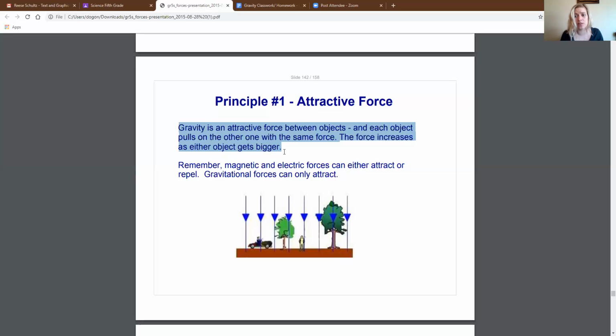Gravity is never going to repel. Everything is going to be attracted to gravity. So that's important to know. Remember, magnetic and electric forces can either attract or repel, but gravitational force can only attract, okay? And if you want to underline can only attract, that's very important. Gravity cannot repel, where magnetism and electric forces can, okay? Gravity can only attract. Give you a minute to write that down before we move on.